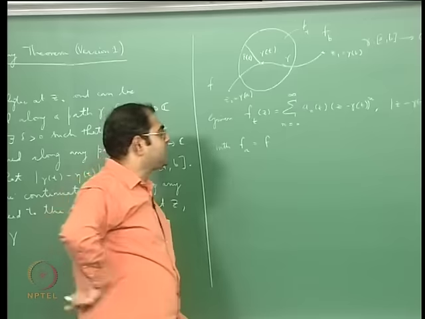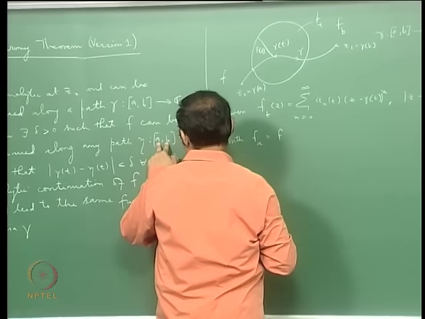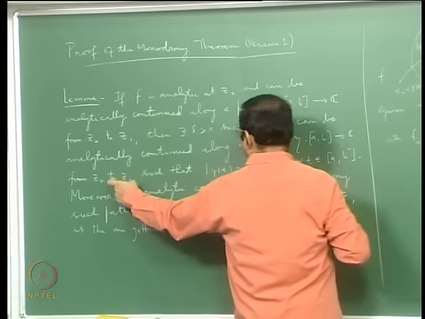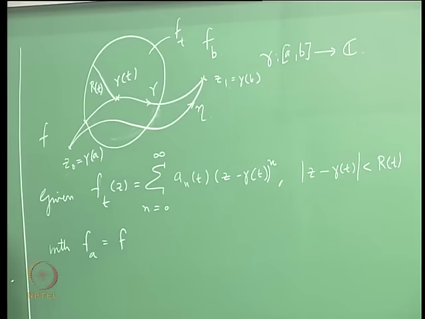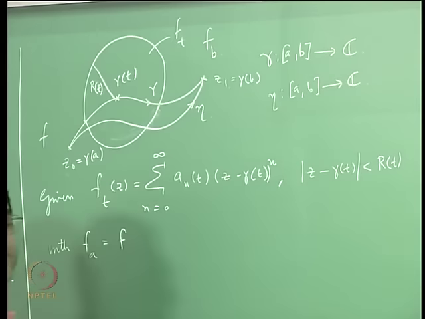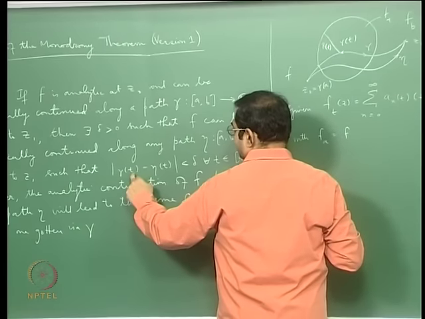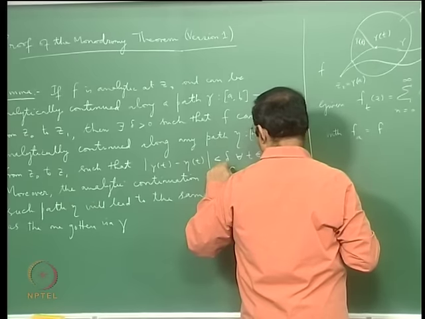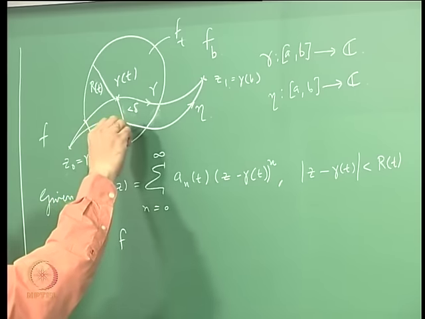Now what this lemma says is that you can find a delta such that if you take any other path eta, which also is from the closed interval [a, b] to C, and also goes from z0 to z1, so eta should look something like this, then for every t the distance between the point eta(t) and gamma(t) is less than delta. This distance between gamma(t) and eta(t) has to be less than delta, which means you're actually looking at paths.